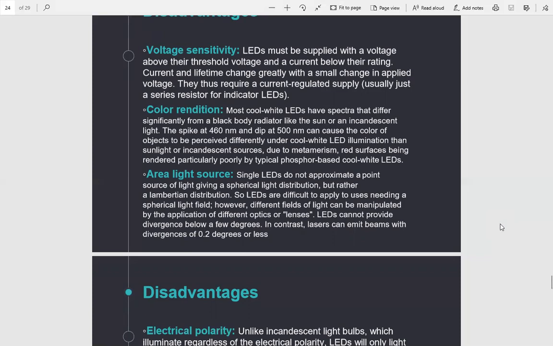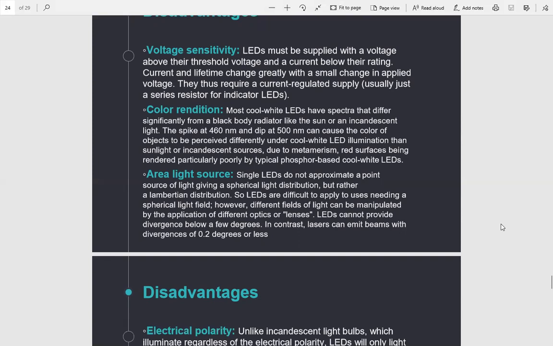Color rendition. Most cool white LEDs have spectra that differ significantly from a black body radiator like the sun or an incandescent light. The spike at 460 nanometers and dip at 500 nanometers can cause the color of objects to be perceived differently under cool white LED illumination than sunlight or incandescent sources. Due to metamerism, red surfaces are rendered particularly poorly by typical phosphor-based cool white LEDs.